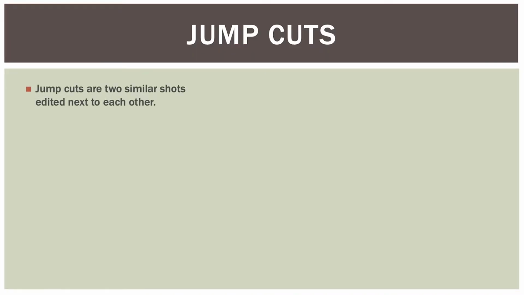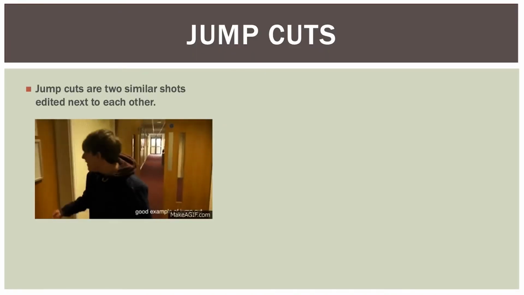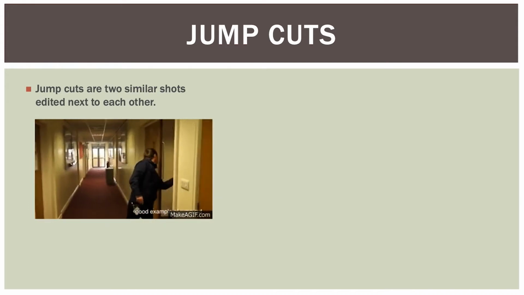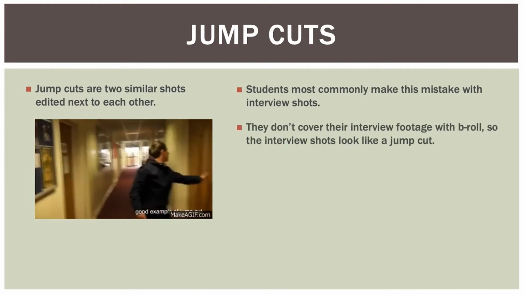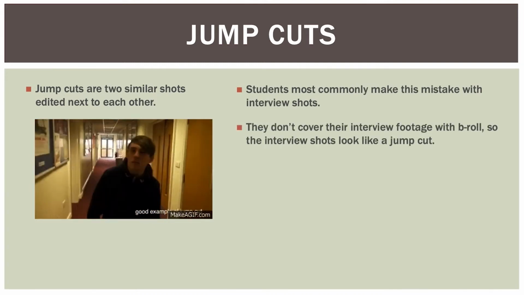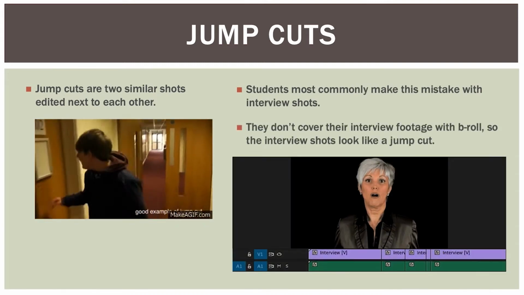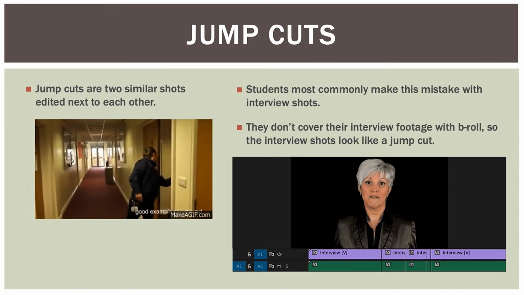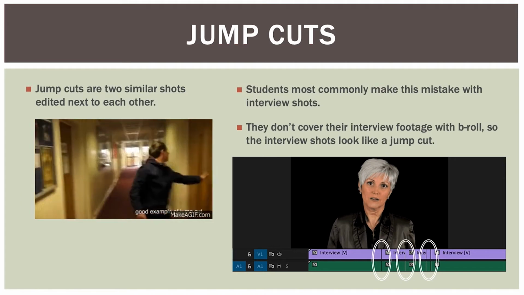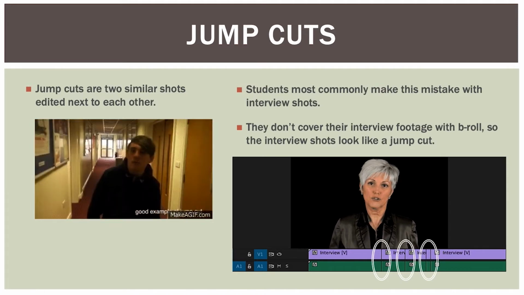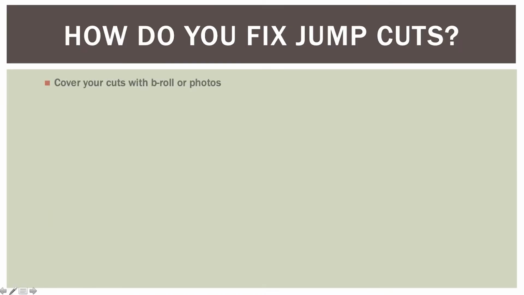A jump cut. So a jump cut are when two shots are edited next to each other. So here's a GIF. Okay. Most students commonly make this mistake with interview shots. What this means is that they don't really cover their interview footage with B-roll, so the interview shots look like a jump cut. So as you can see below, this is an example of a jump cut with this woman. And in order to fill that space, you need to put B-roll over it.